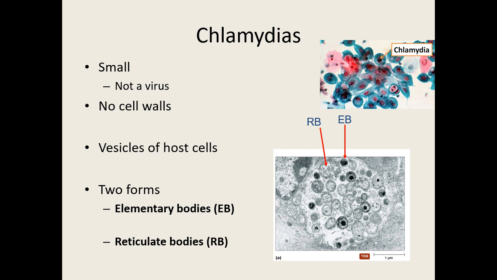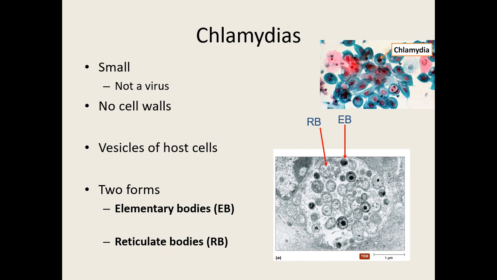Why they're grouped in this little group of chlamydias is they are also extremely small. They are one of the smallest bacteria that exist. They are almost the size of a virus, but they're not a virus. They don't have any cell wall whatsoever, so they have no peptidoglycan. They do still have two cell membranes. They're still a gram-negative organism. They just don't have any cell wall.